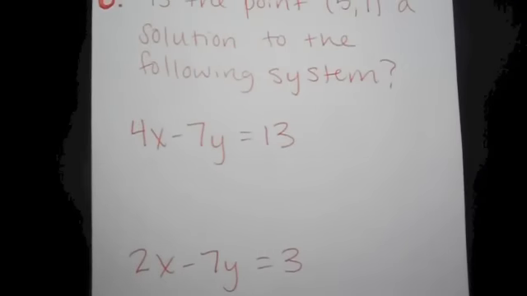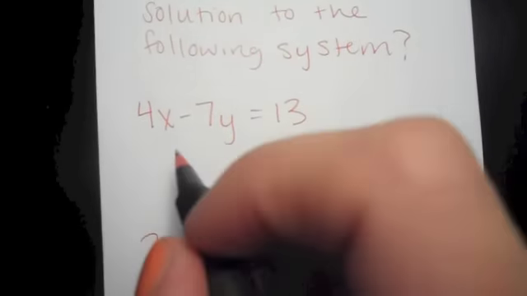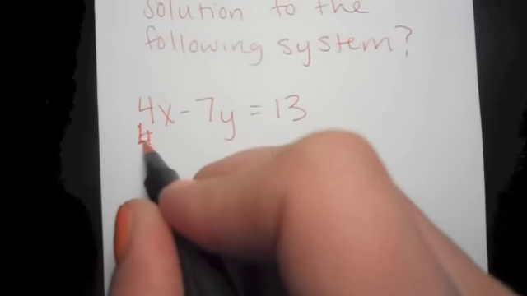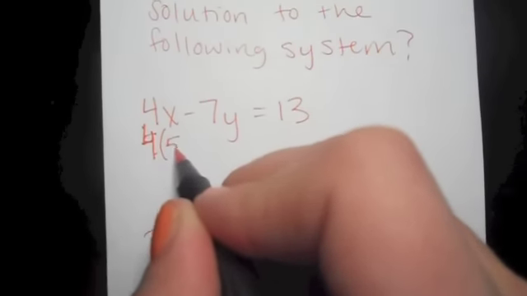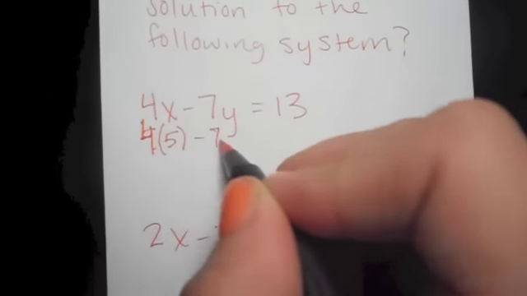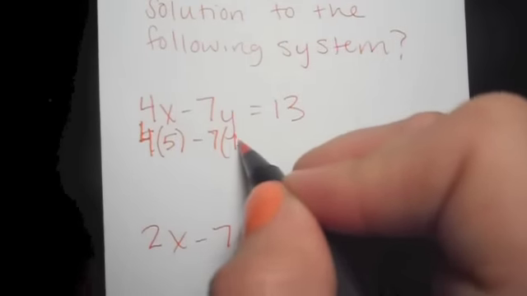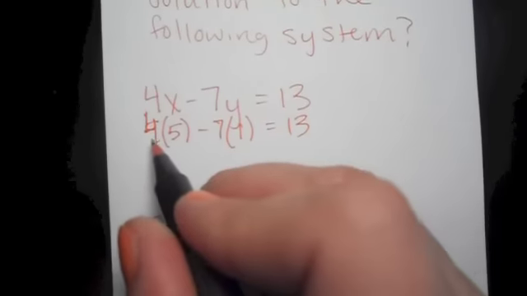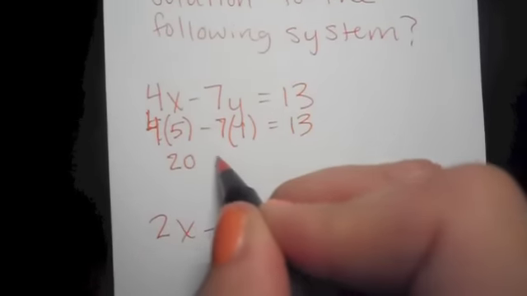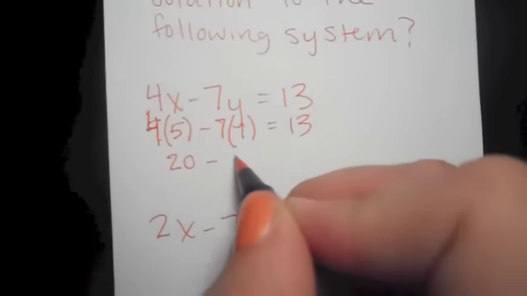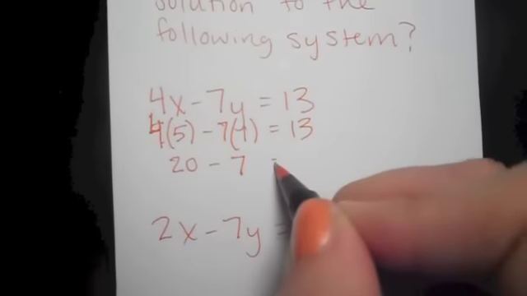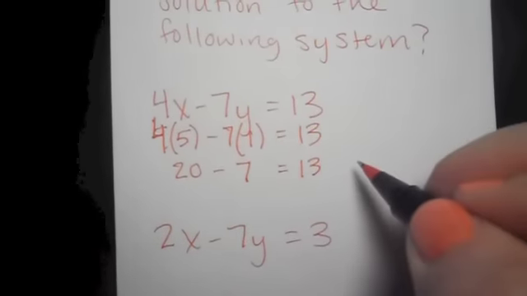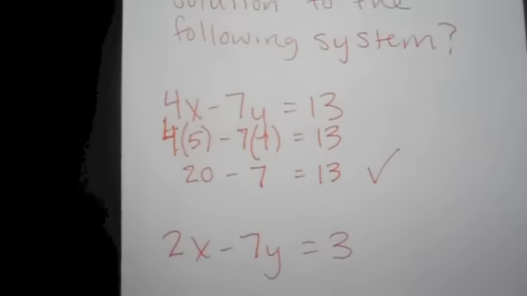Alright, so we plug in 5 for x. That's 4, sorry. 4 times our x, which is 5, minus 7 times our y, which is 1, equals 13. Okay, so 4 times 5 is 20, minus 7 times 1, that's 7, equals 13. Does 20 minus 7 equal 13? You bet it does. Alright, let's check the next one.